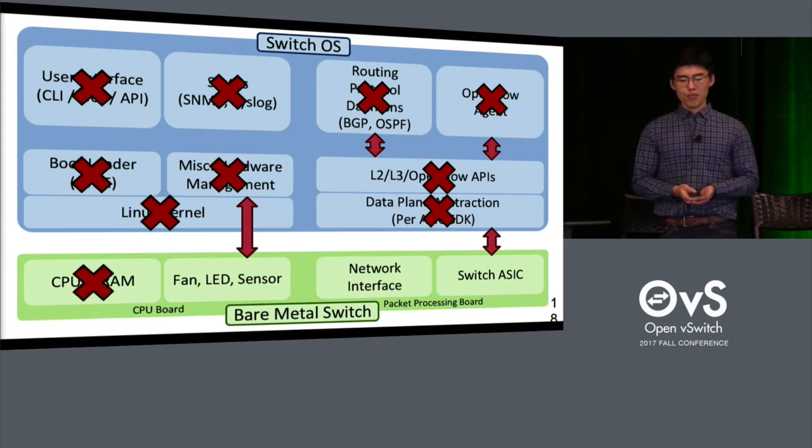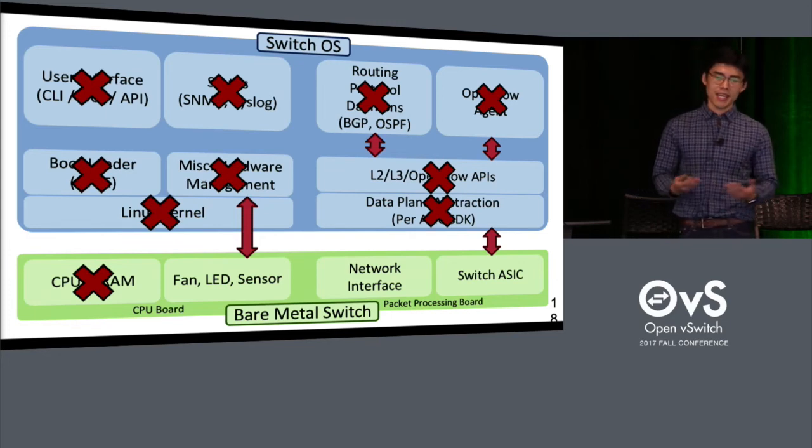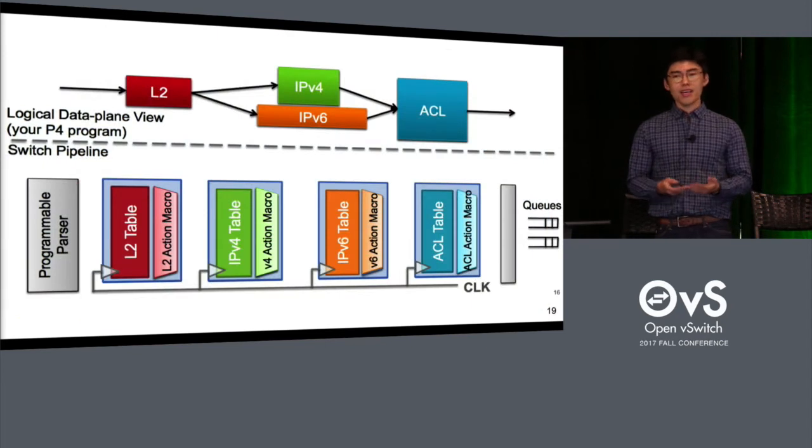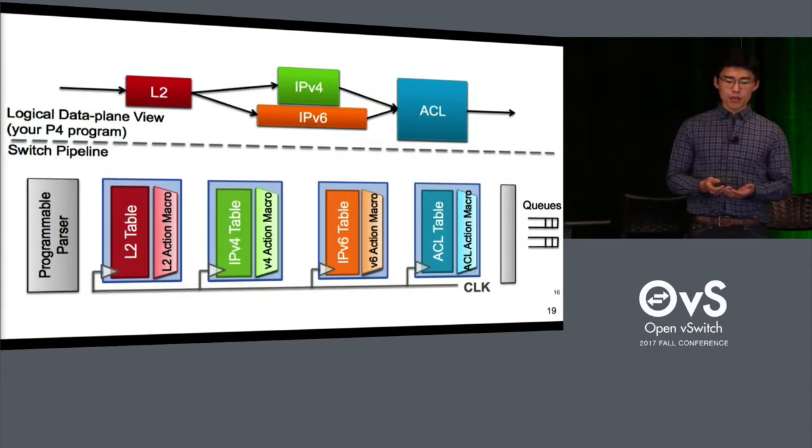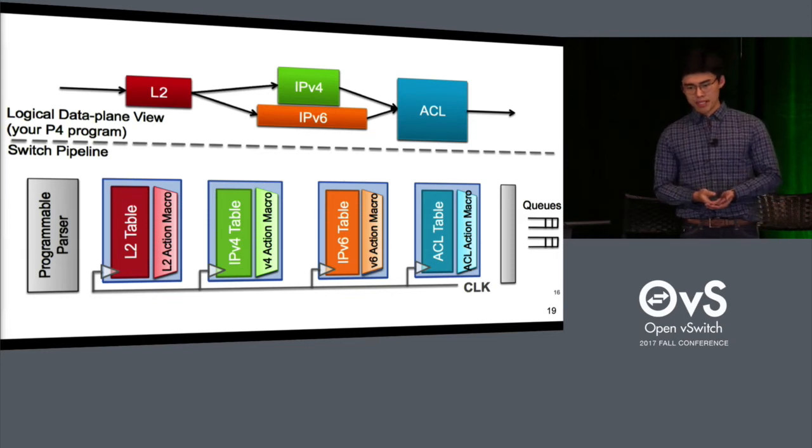And that means that we don't need a CPU and a RAM on the switch board. So you can see how this exercise makes us think that we don't really need a Switch OS. And if we do that, if we follow the same pattern, there are also some changes that happen on the data plane side.